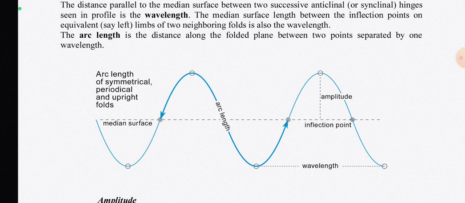The arc length is the distance along the folded plane between two points separated by one wavelength. So, arc length of symmetrical, periodical and upright folds. Arc length is the distance along the folded plane between two points separated by one wavelength.